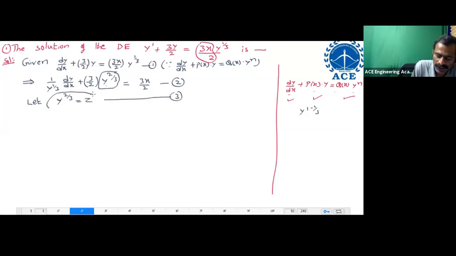So this is 3. When we introduce some new variable z like this, we have to change the dy by dx only. For this, we differentiate both sides with respect to x. Then 2 by 3 into y power 2 by 3 minus 1 into dy by dx equal to dz by dx. So this is 4. So we replace these two terms, that is replace y power 2 by 3 with z. We replace the 1 by y power 1 by 3 dy by dx with dz by dx.